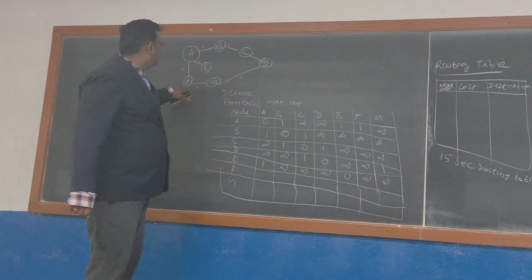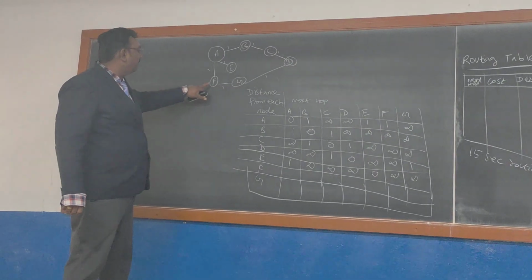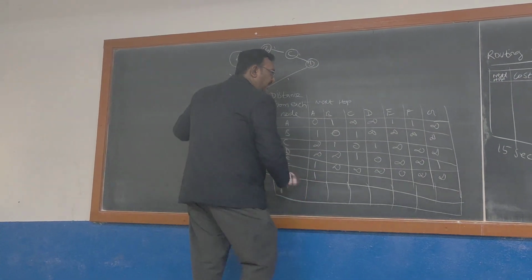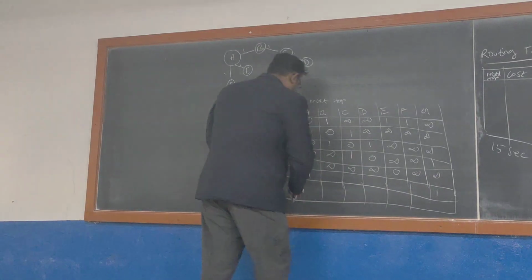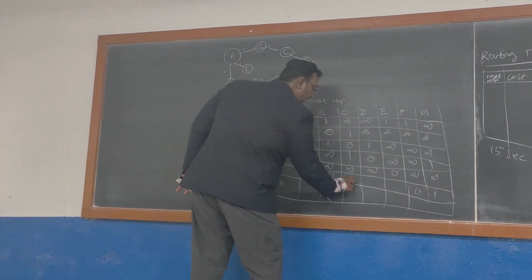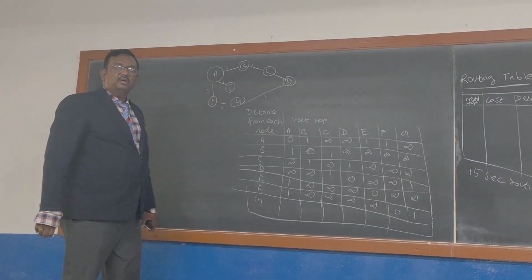So likewise F. For F, what are the direct connections you have? From F to A, F to G. So F to A you are going to have 1, and then F to G you are going to have 1. And F to F you are going to have a 0, so others you are going to put infinity. Are you able to follow?